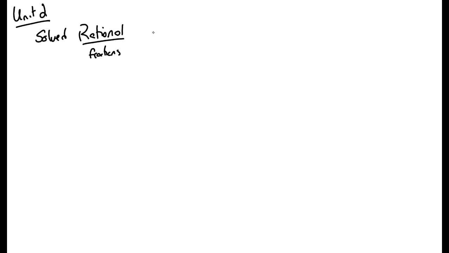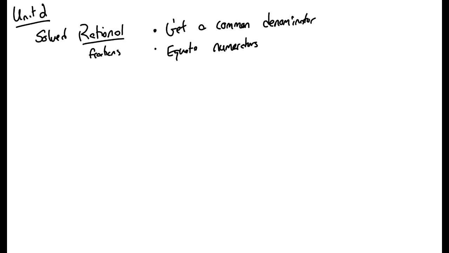There were a couple steps here. When we solve an equation with a fraction, our game plan is to get a common denominator. Once I get a common denominator, all we're going to look at is the numerators. We're going to equate the numerators. Once you do that, you're probably going to get a quadratic, maybe a linear equation, and you're going to solve that equation, solve for possible solutions.